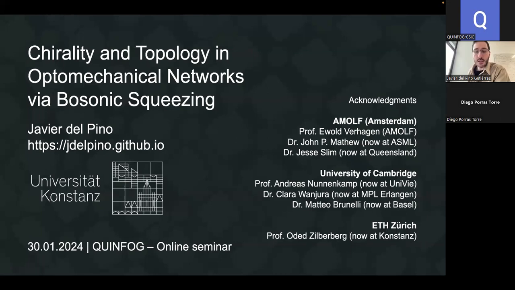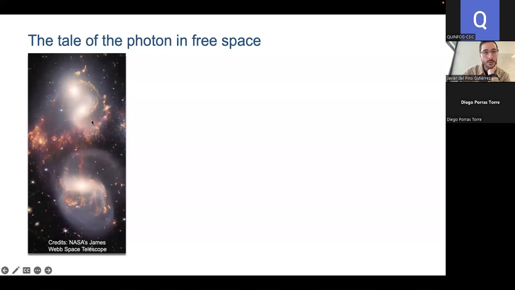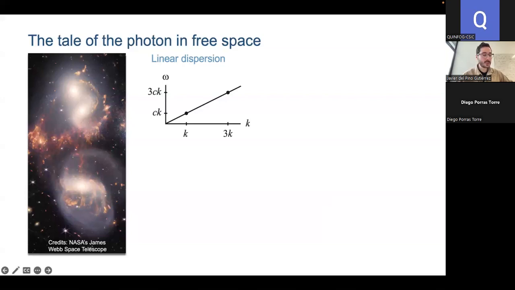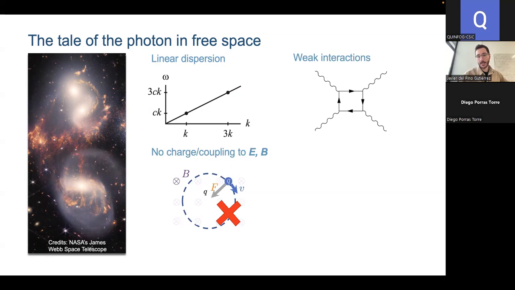So now I'd like to tell you a very short story. That's the story of a photon that propagates in vacuum. A photon is characterized by a linear dispersion relation at a constant speed of light. It basically does not interact with other photons, barely does. And it does not react to electric or magnetic fields because it has no charge.